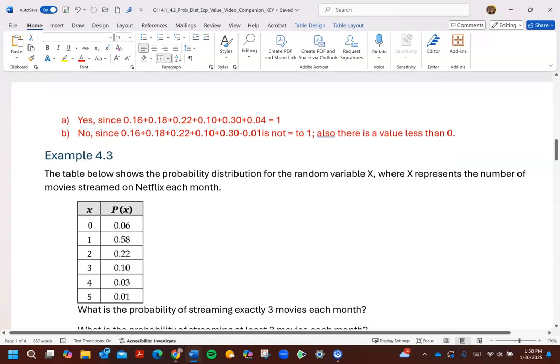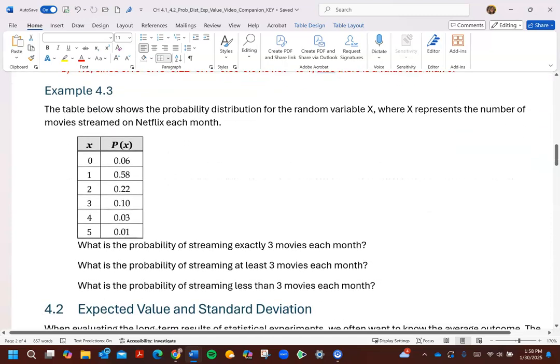In the next example, 4.3, the table below shows the probability distribution for a random variable x, where x represents the number of movies streamed on Netflix each month. So we have 0 movies, probability 0.06 or 6%. 1 would be 0.58, 2, 0.22, 3, 0.1, 4, 0.03, 5, 0.01.